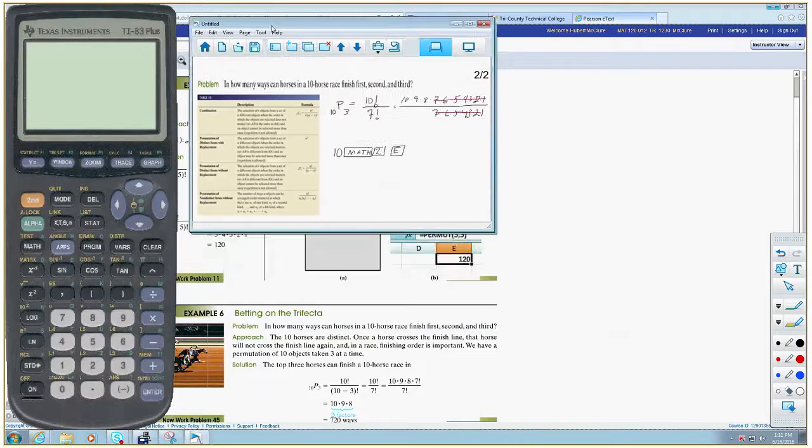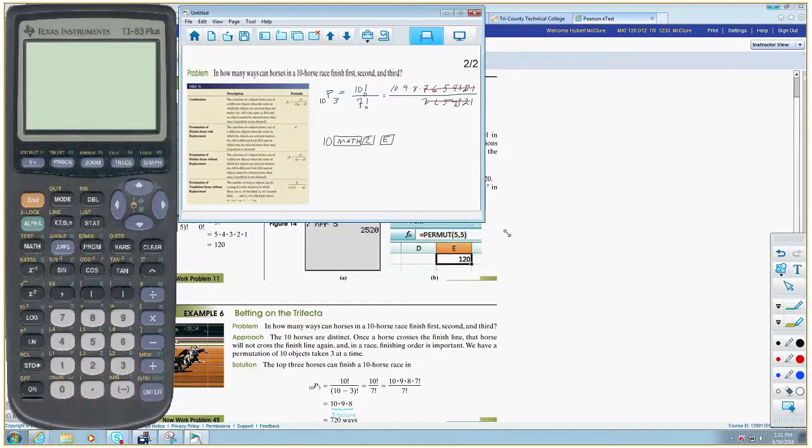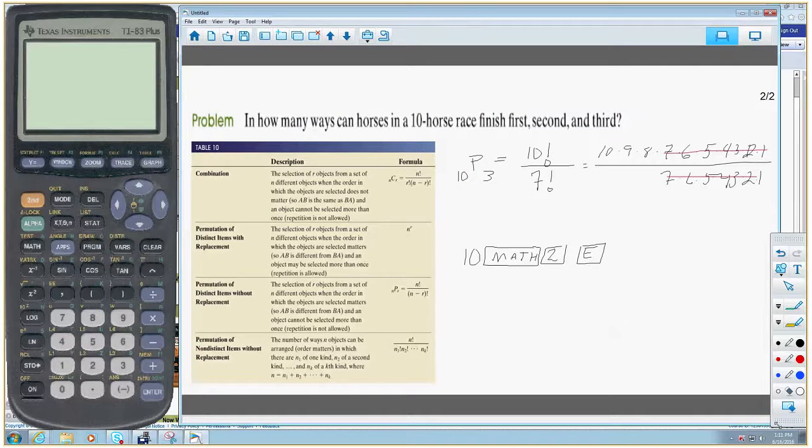I just did 10 exclamation divided by 7 factorial. That's fine, however you want to do it. So we're going to do it on the calculator. So that's going to be 10, math, probability. Oh, I'm sorry, I forgot to tell you to do probability. nPr, Enter, and then 3. I didn't put 3, I'm sorry. Okay, that's what I was missing. 720. I've got to put a 3 right here, my bad. That's why everybody fails. It's my fault.